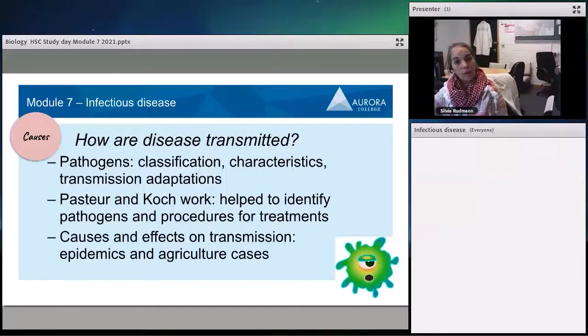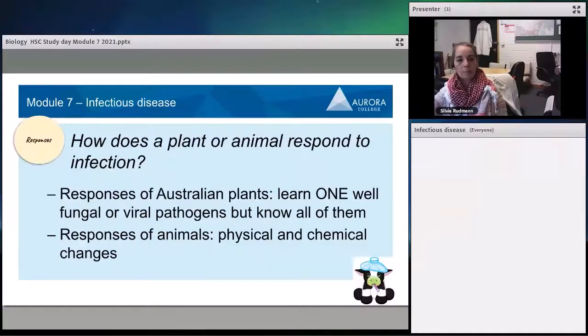In a shorter period of time, right? So the World Health Organization web pages are really a resource I recommend to analyze these causes and effects on transmissions. Okay, the other question that we have in this module is, how does a plant or animal respond to infection?